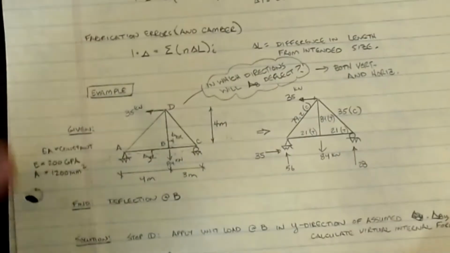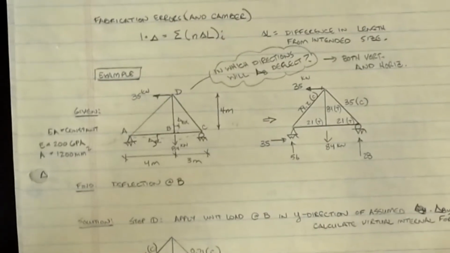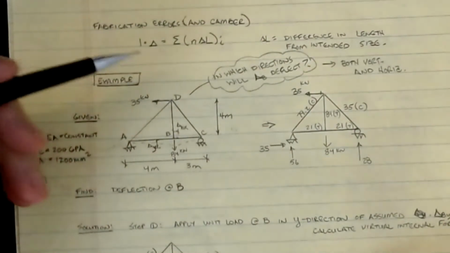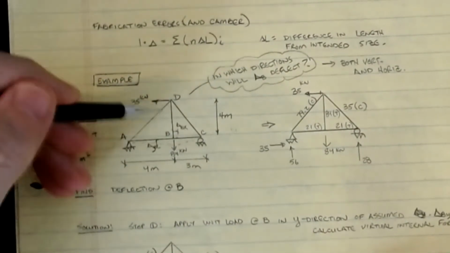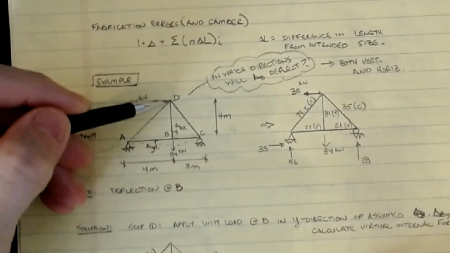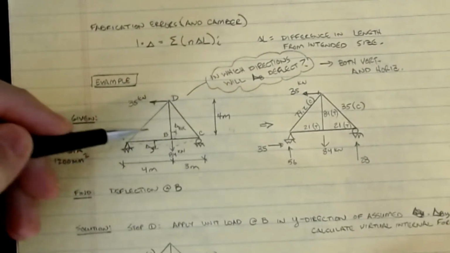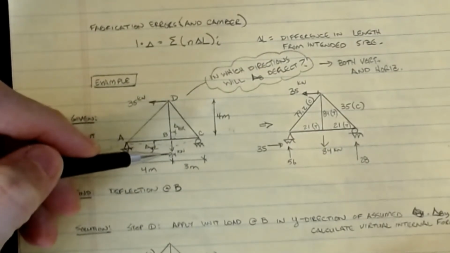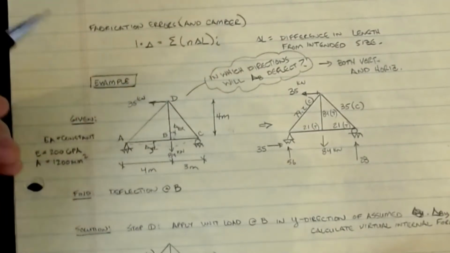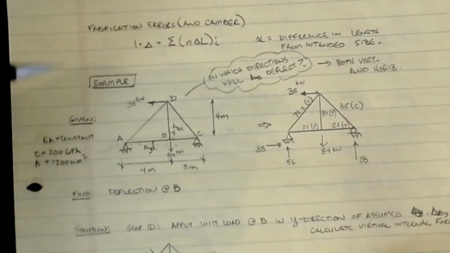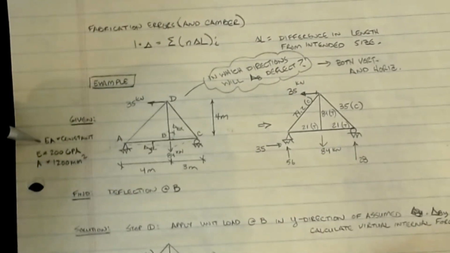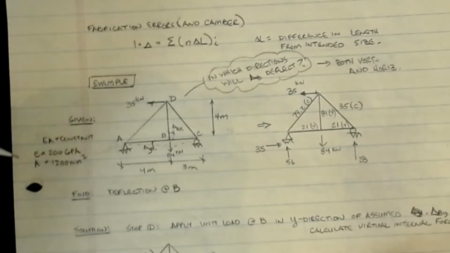So let's try an example, a basic problem. If we look at our structure, we have a simple truss, kind of like the one we saw in the last picture. I'm going to put a horizontal load at D of 35 kilonewtons. I'm going to put a vertical load at B acting downward in the amount of 84 kilonewtons. So you can see I can put loads anywhere I want on the real system. We're going to define that EA is constant, so the cross-section and the material are the same for every member, that E is 200 gigapascals and A is 1200 millimeters squared.